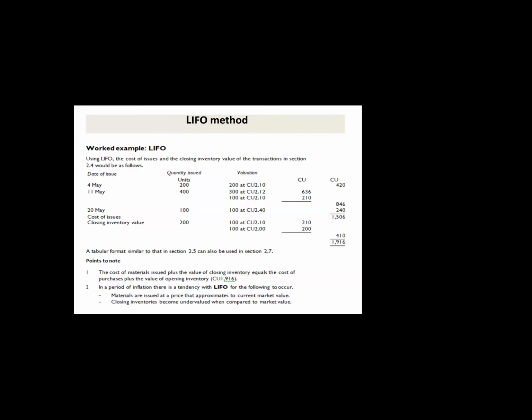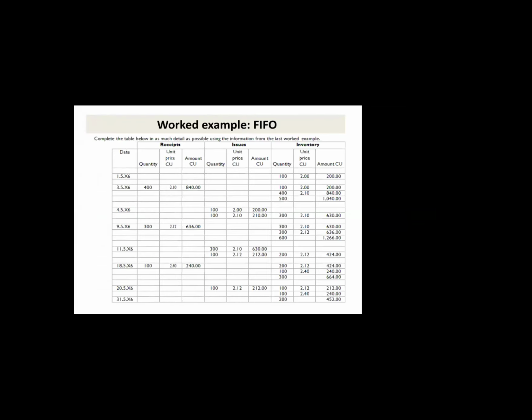As we know, under the FIFO method, recent products are issued. So the value of product issued is approximate to the current market price, and the closing value of inventory is always undervalued, as the earliest or old products remain in hand. We procured them at a lower value. That's why our value of inventory will be lower.